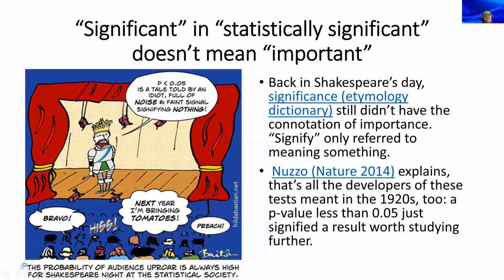In a statistical instructional article, and also one more involved in Nature, Regina Nuzzo explains that the developers of the test last century, so 100 years ago, saw a p-value less than 0.05 as signifying something worth studying further. We've seen how the world has evolved in terms of this p less than 0.05 and the impact it has on research.